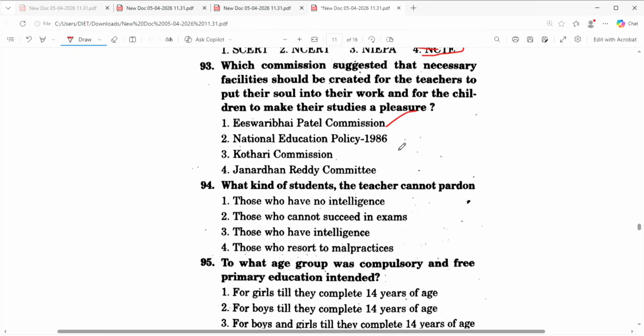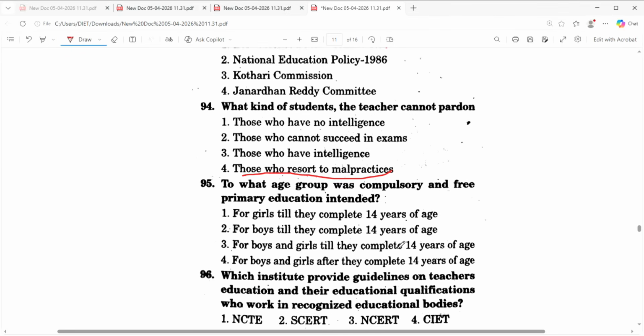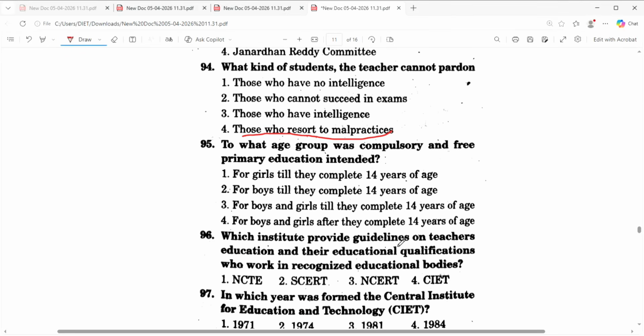What kind of students can the teacher not pardon? No intelligence, cannot succeed? You see, the children who practice malpractice will not be appreciated by the teacher. To what age group was compulsory and free education intended? You see, for boys and girls till they complete the age of 14 years.